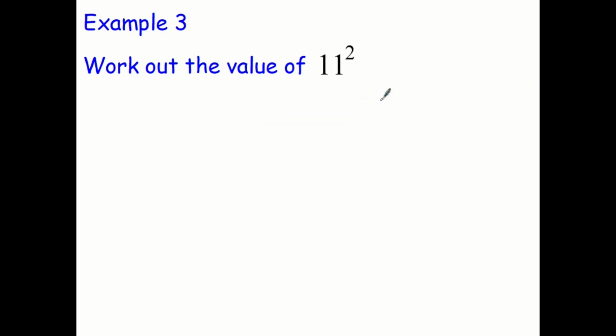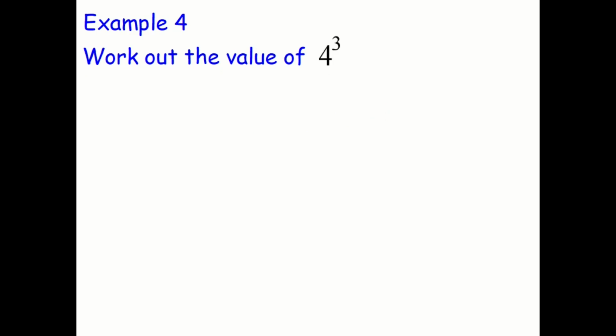Example 3, work out the value of 11 squared. So this means I'm doing 11 multiplied by 11. Remember, it's not 11 times by 2. It's 11 multiplied by 11, which is 121. Example 4, work out the value of 4 cubed. Well, that means I'm doing 4 times by 4 times by 4 again. It is not 12, it's very different from that.